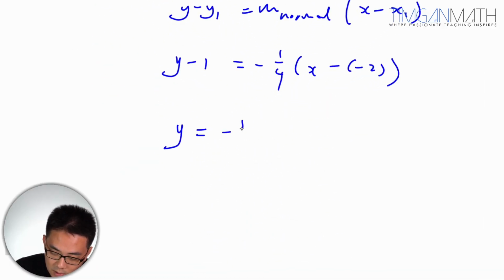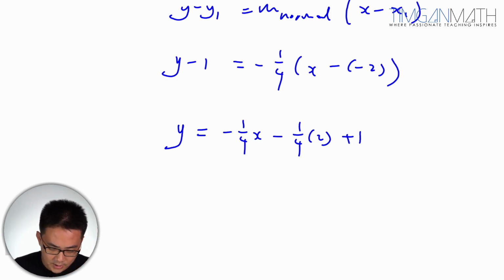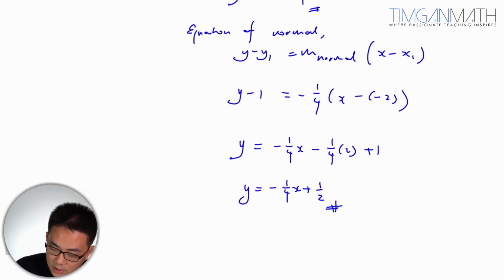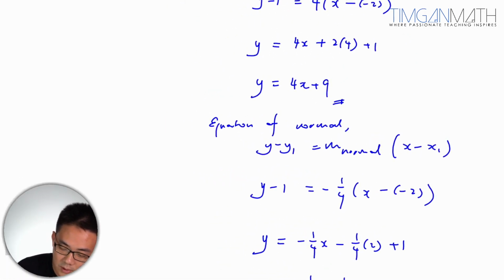So this is y minus 1 equals -1/4 (x minus -2)... so y minus 1 equals -1/4 x minus 1/4 times 2. In this case, what we get is minus 2 over 4 plus 1, which is actually negative 1/4 x plus 1/2. Okay, so there it goes. This is the equation of the normal. This is the equation of the tangent.